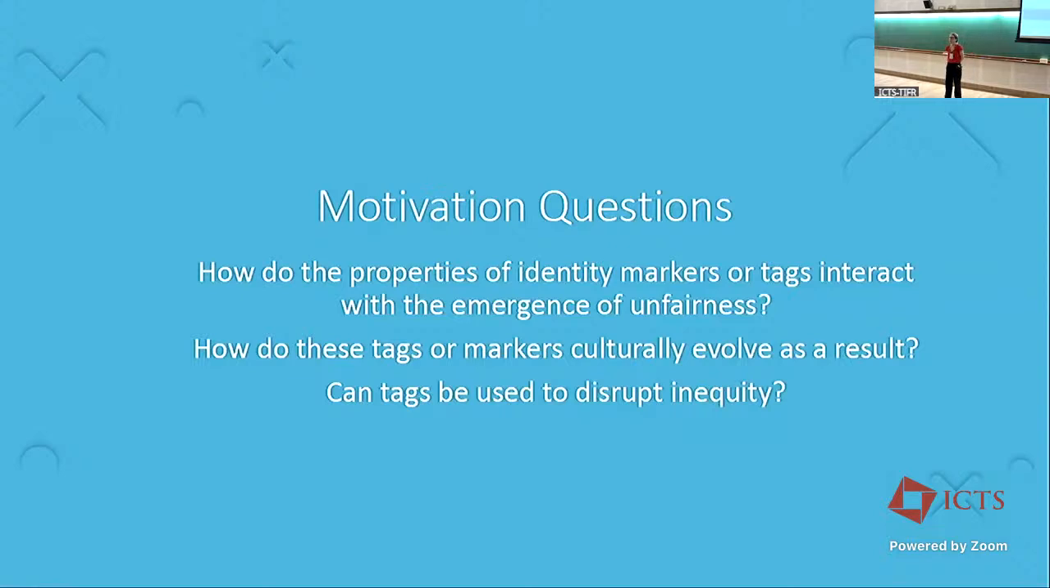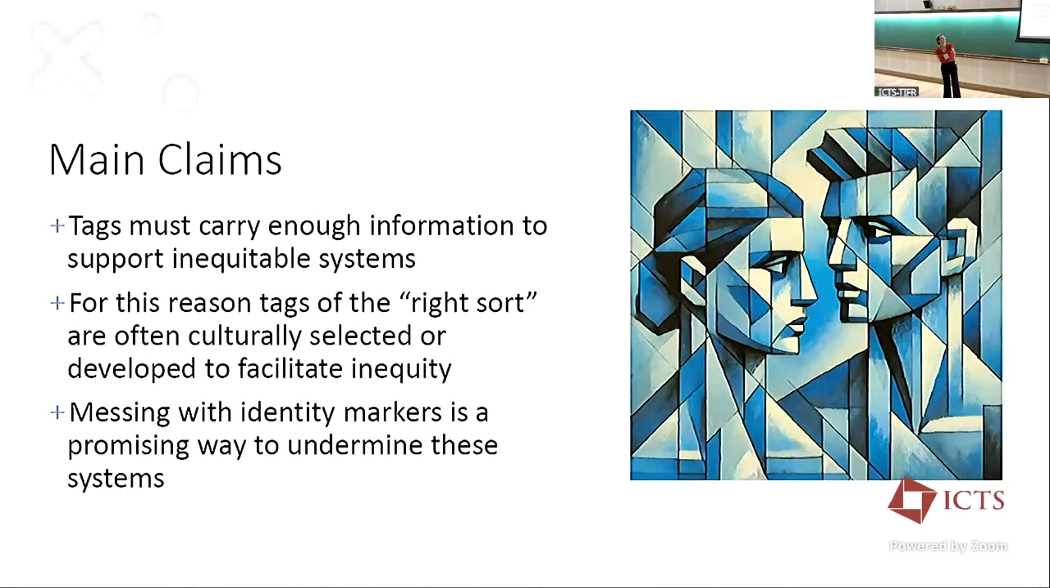Good. So let me give the answers to these questions right now. Here are the things I'm going to argue. In order to support inequitable systems, tags have to carry enough information, and I mean this in the information theoretic sense. They have to predict your group membership with a high enough probability. I won't go too much into the details, but in our paper we talk about this a little more.